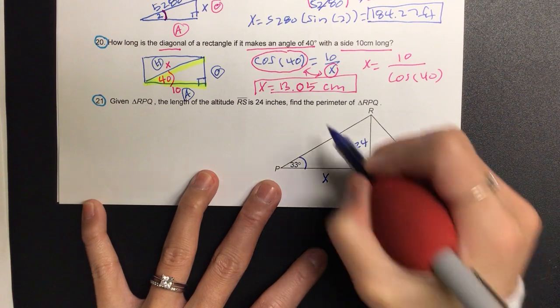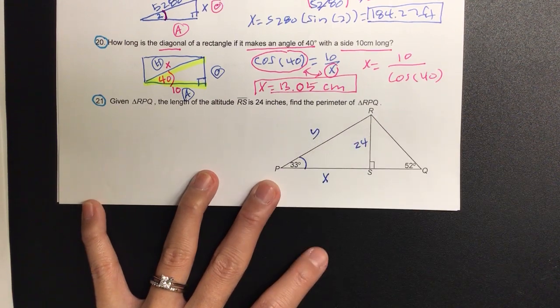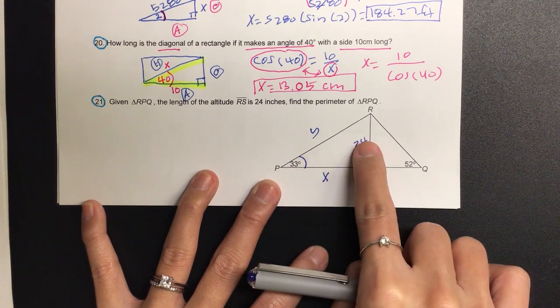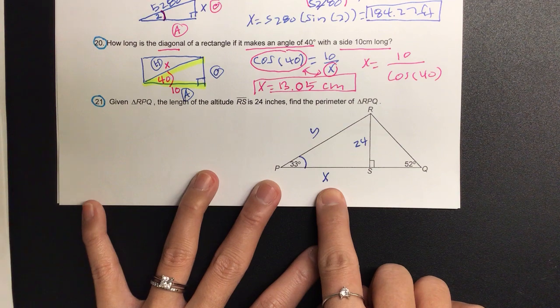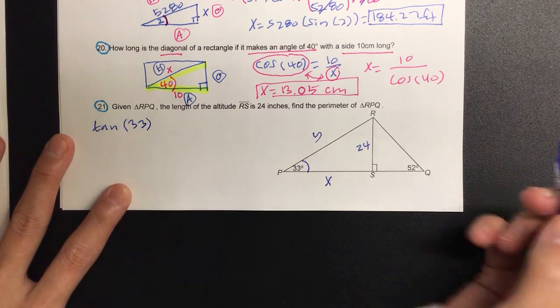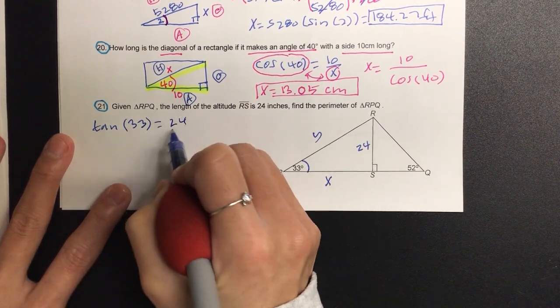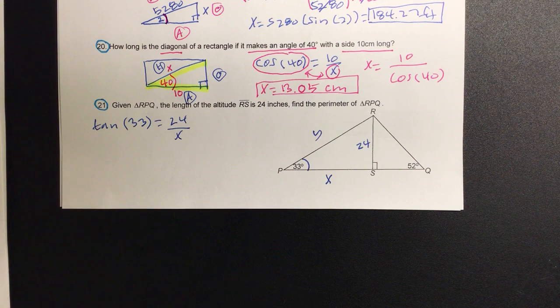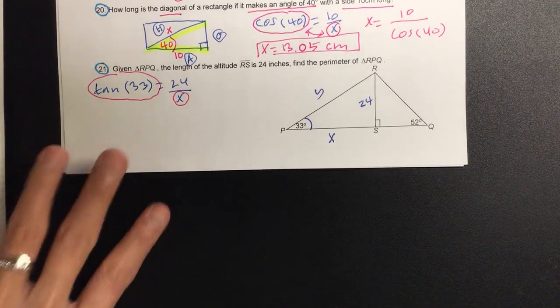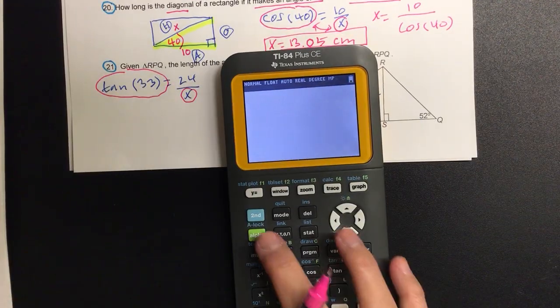I'm going to call this one X, call this one Y. Okay, to find X, am I going to use sine, cosine, or tangent? Tangent because 33, opposite, and adjacent. Do we all see that? Okay, so I'm going to write tangent of the angle 33 is equal to my opposite 24 over X. Can I do my trick and swap the X and the tangent? Yes, I can. I want you to swap it and write more on your paper. But I'm going to go ahead and type it in.